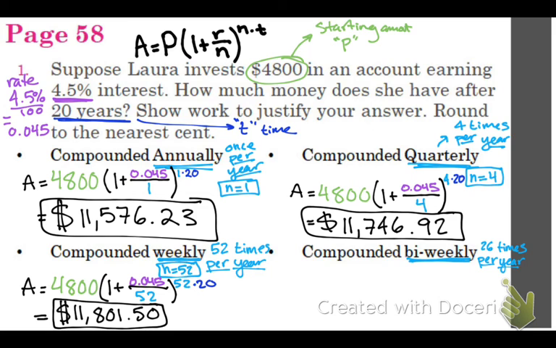We always have per year. And our n is 26. But still same problem for Laura, so we're just going to use those same values and put 26 in for our n.